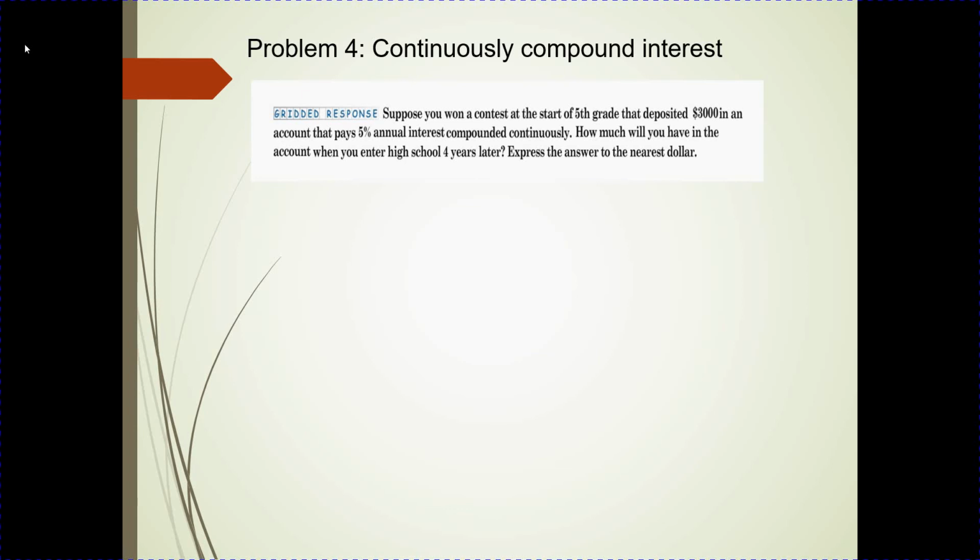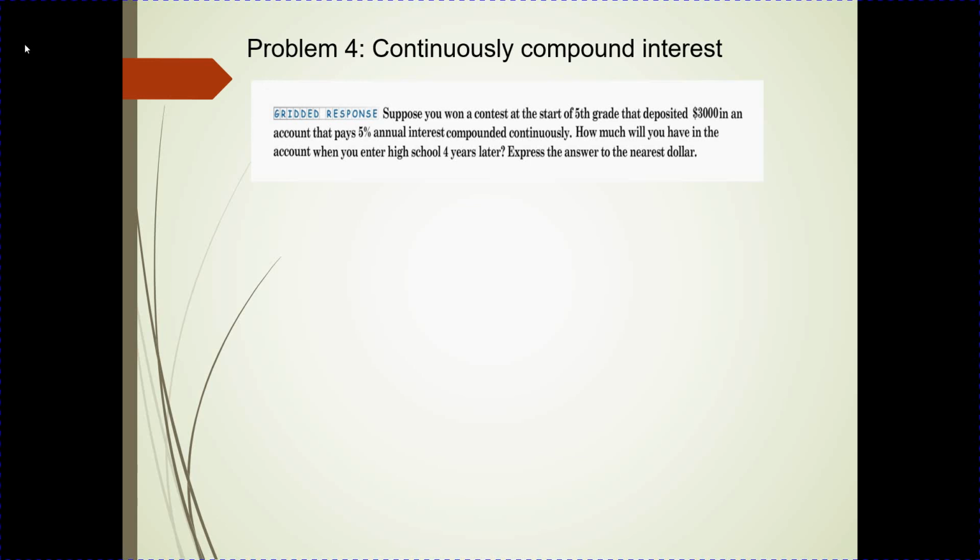Now, the first thing that you need to do is to know the given information. Here we have $3,000. This is the initial deposit, or the principal, and the interest is 5%. We have the time, 4 years later, so the time is 4 years. And what you are asked is how much will you have in the account after 4 years. That means you are asked for the total amount of money that you will get after 4 years.